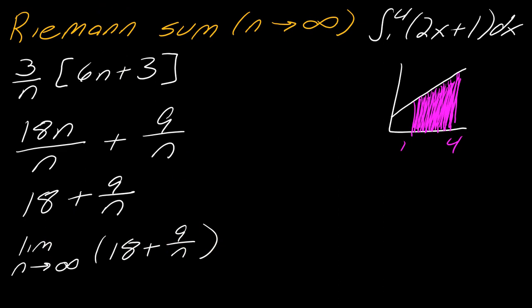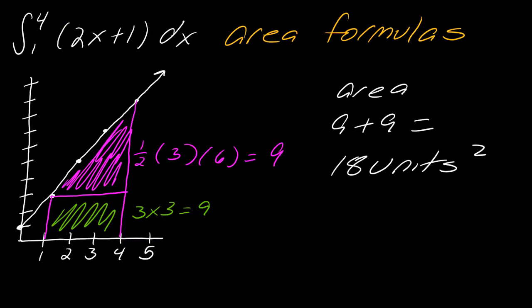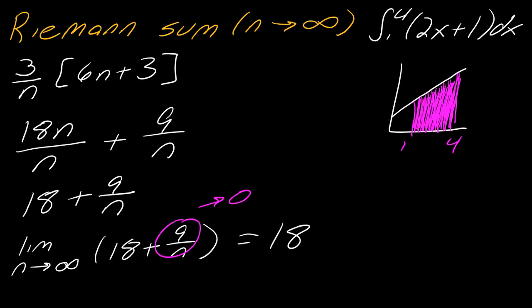So then the limit of any constant will just be the constant itself. And then as n goes to infinity here, this part here is just going to go to 0. And so this will ultimately equal 18. And hey, wasn't that what we found before? 18 units squared, 18 units squared. All right, so all of this is panning out.